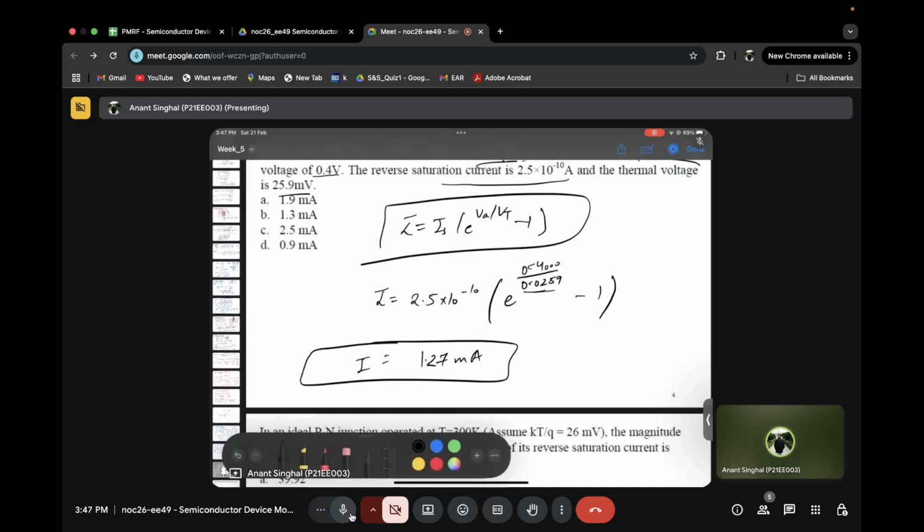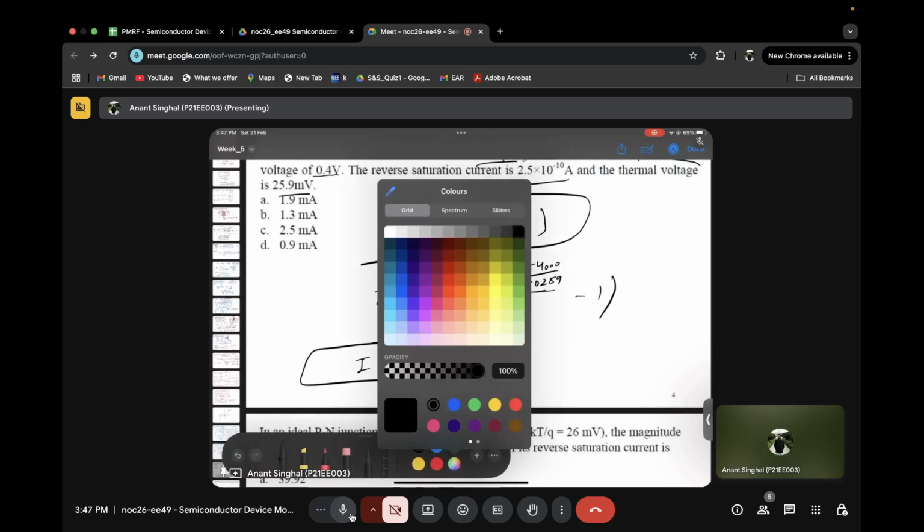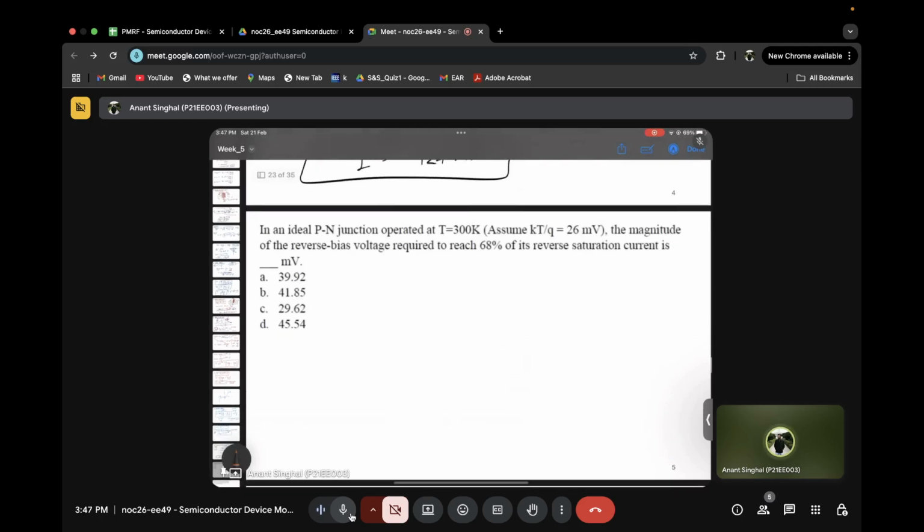Let's move ahead quickly. So this is the next question. It says in an ideal PN junction which is operated at 300 K again, so the Vt value is again the same, what is the magnitude of the reverse bias voltage required to reach 68% of its reverse saturation current? Is the question clear? It is asking about the reverse bias voltage. What is the voltage that is required so that the final current will be 68% of the reverse saturation current? Is the question clear?